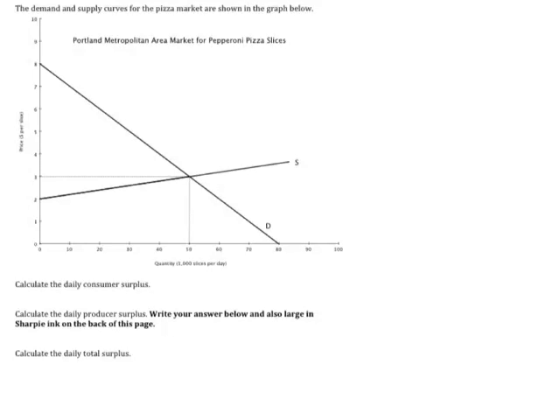I must have been hungry when I made up these problems for Chapter 6. Here's another pizza problem. This problem simply asks you to calculate the daily consumer surplus as a numerical value, and the same for producer surplus, and then total surplus is the sum of the two. So let's go ahead and do that.